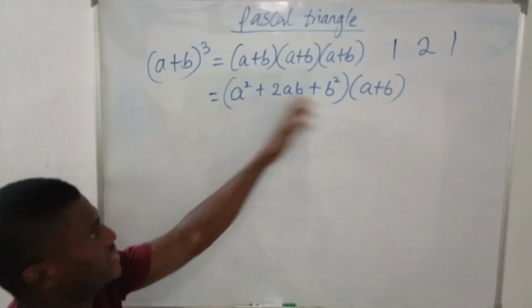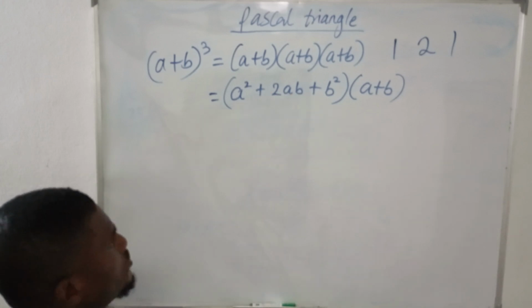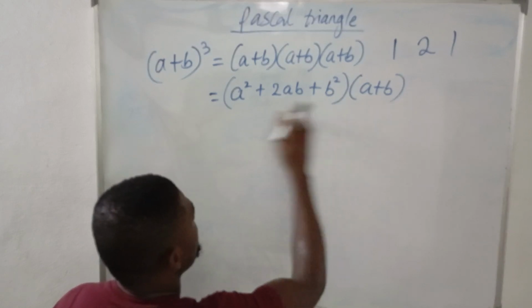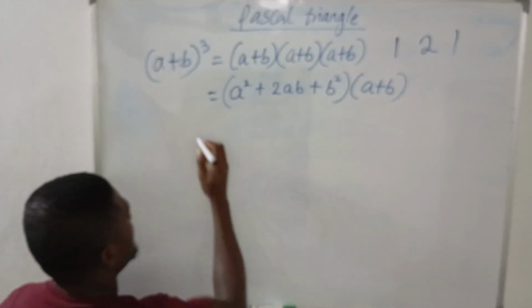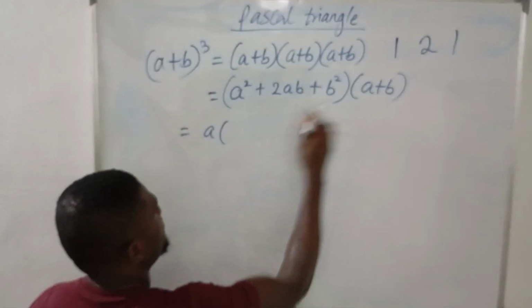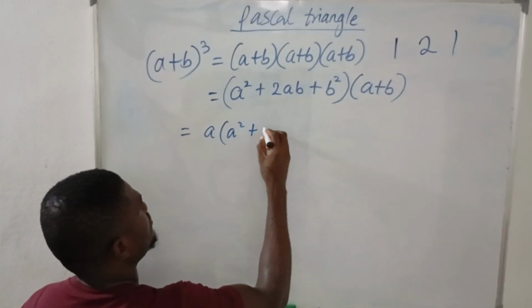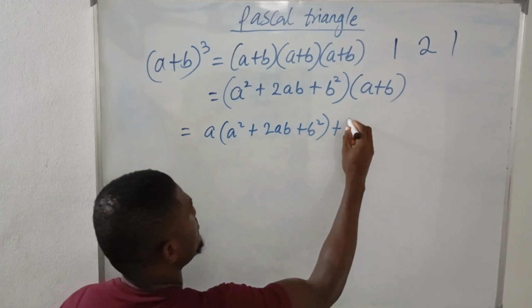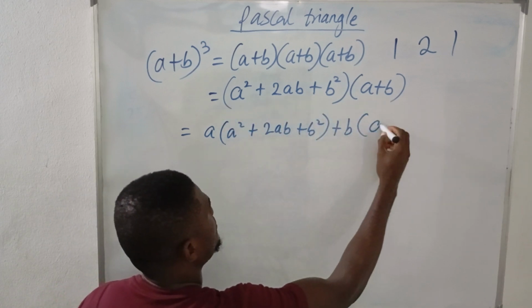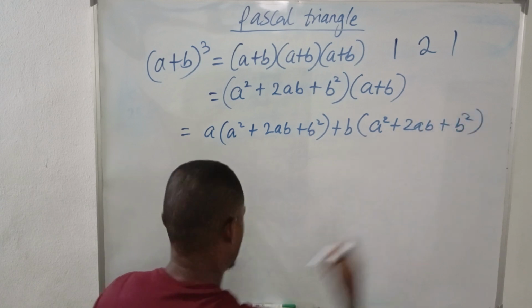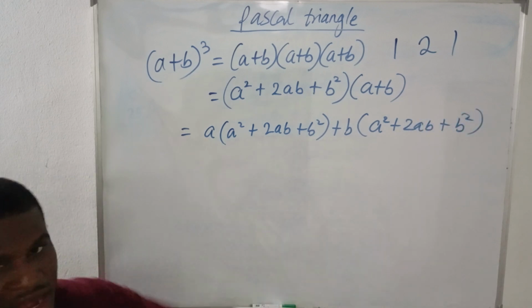Now if you need to expand this again, we're going to have a multiplied by the whole of this and b multiplied by the whole of this. So let's write it down as a, this a multiplied by this bracket, which is a squared plus 2ab plus b squared, and then b multiplied by the bracket again, which is a squared plus 2ab plus b squared. Alright, so we now have this.